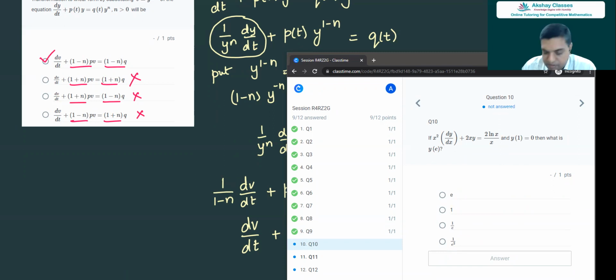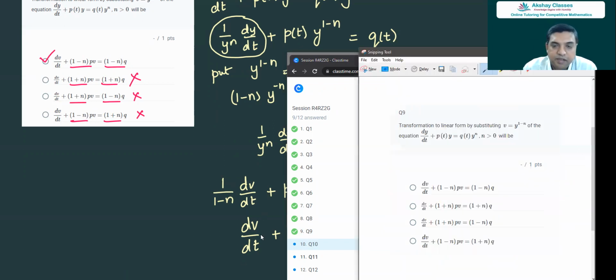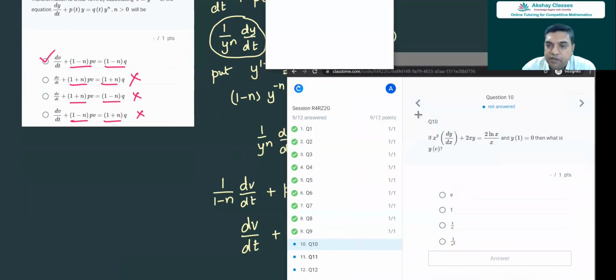All right, next. Next, we deal with linear differential equation.